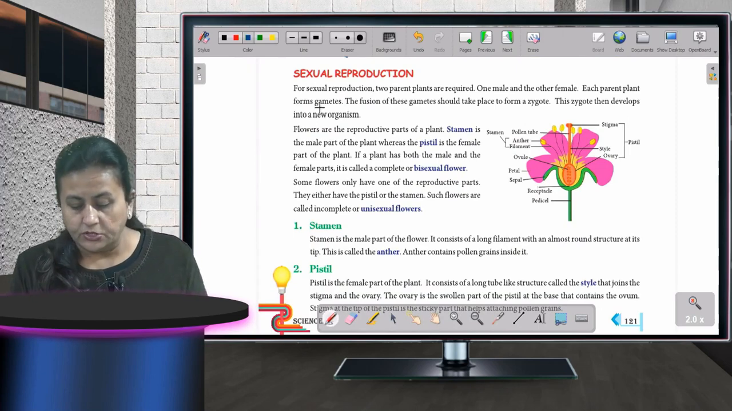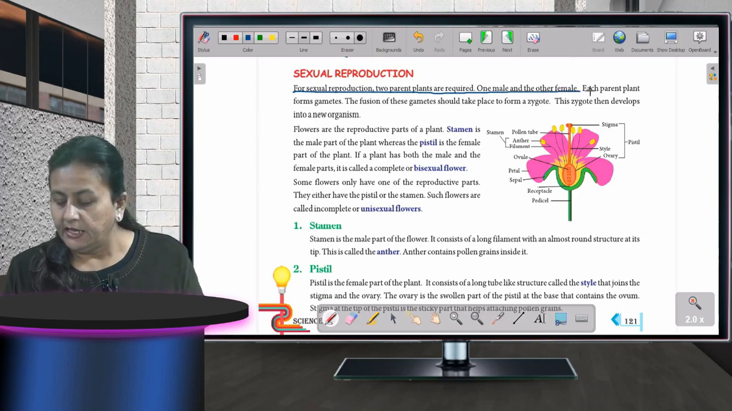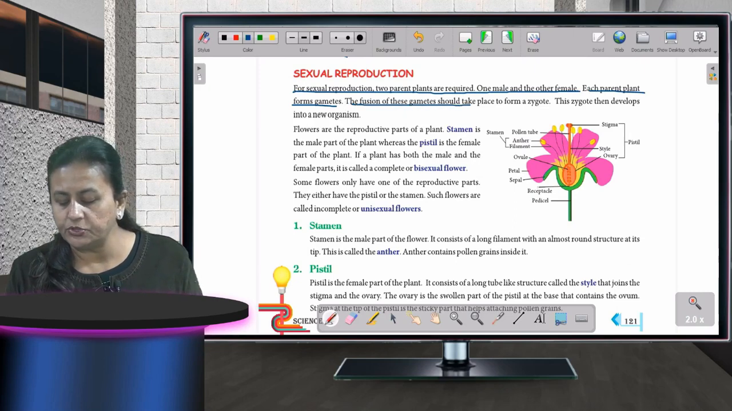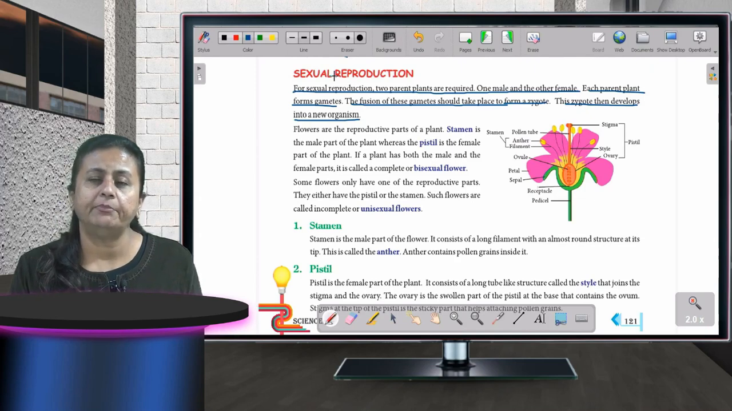Okay. So for sexual reproduction, two parents are required, one male and the other female. Each parent plant forms gametes. The fusion of these gametes should take place to form a zygote. This zygote then develops into a new organism. In plants, sexual reproduction will happen with the seed of the plant. Okay, with the seed of the plant.